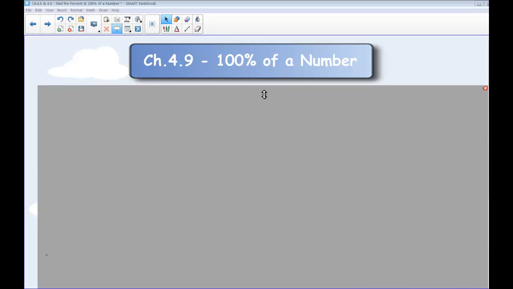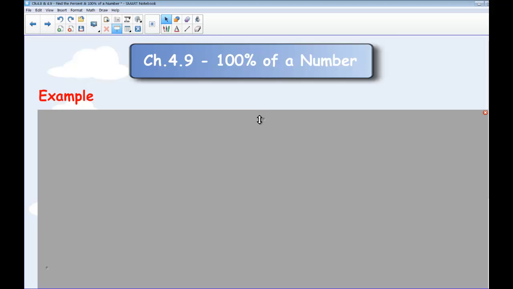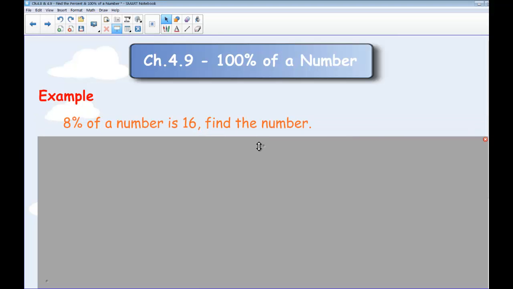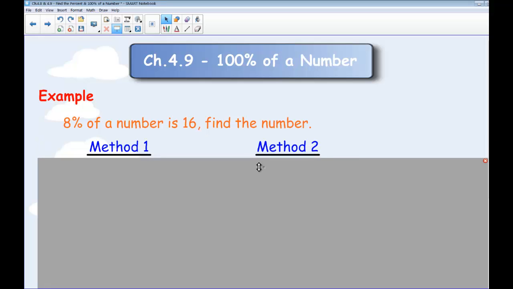Okay, so now to Chapter 4.9, 100% of a number. We're just going to look at a quick example here, and that's about it for this section. So the question is, 8% of a number is 16, then what is that number?